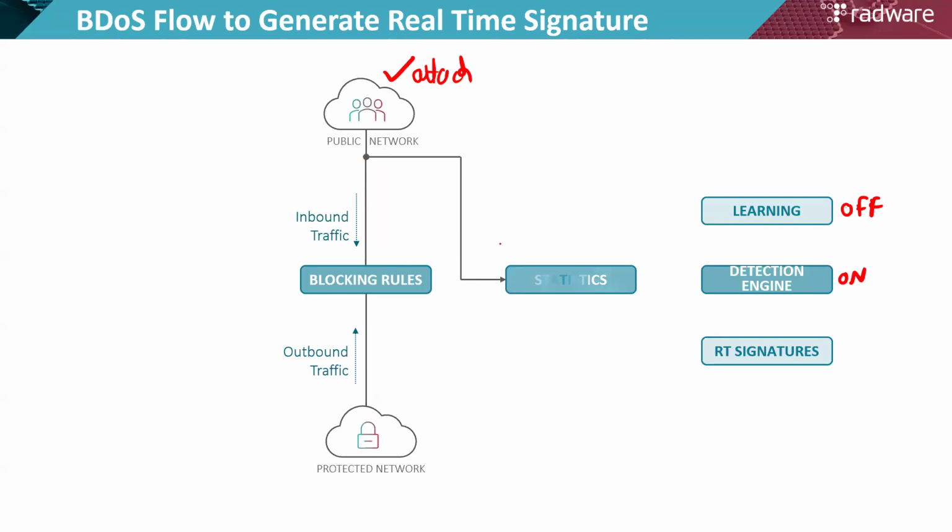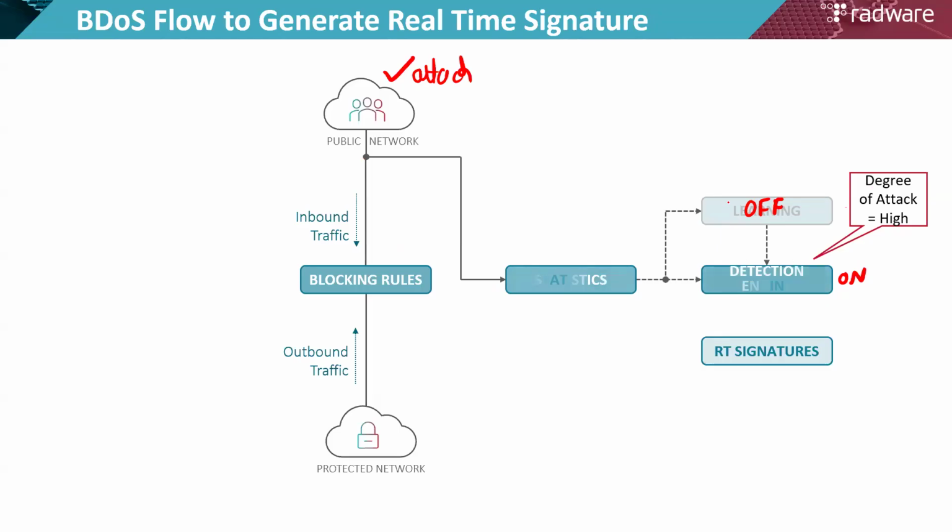So whenever there is an attack detected, the learning phase is turned off. Okay, so the learning phase is turned off, correct? So the degree of attack is high and the attack has been detected by the detection engine.